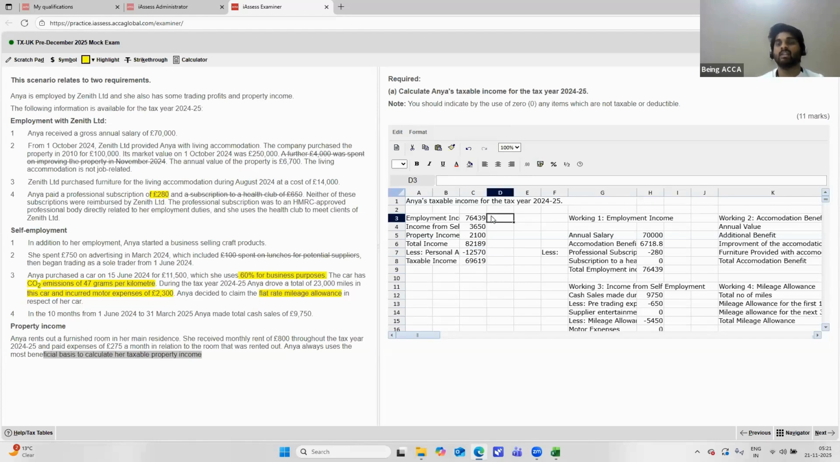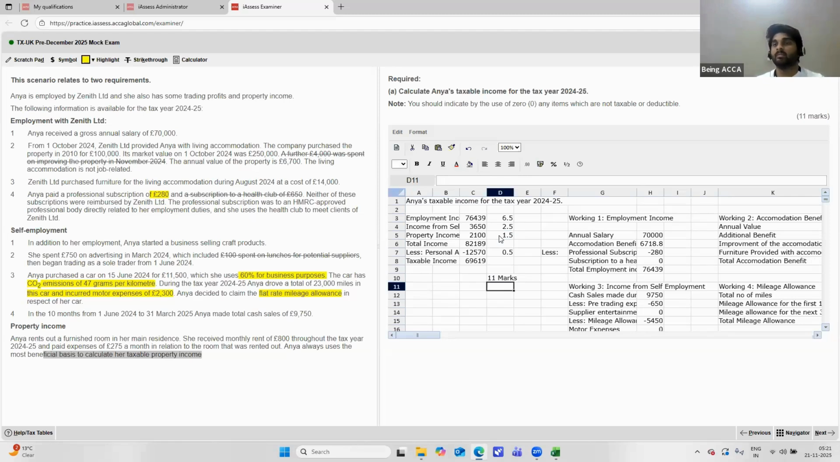So in this, the most complex calculations are involved with employment income, because of which employment income will be getting a total of 6.5 marks, and income from self-employment will be giving you 2.5 marks, making it a total of 9 marks, and your property income will be for 1.5 marks, and your personal allowance will be for 0.5, making it up to a total of 11 marks. And that is how we will be calculating it.